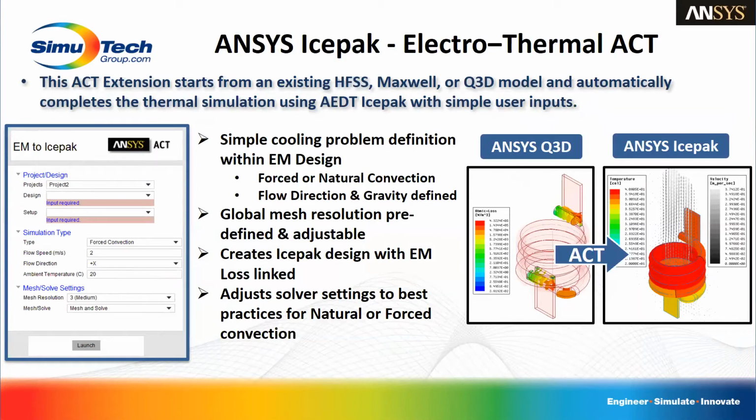And there are some limitations. You can either have forced or natural convection. You can specify some flow directions and whether or not you have gravity. And then also, with some of that slider bar meshing option, you're limited to one of those settings.